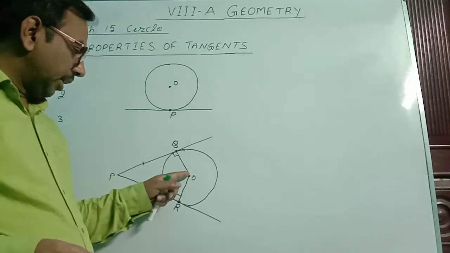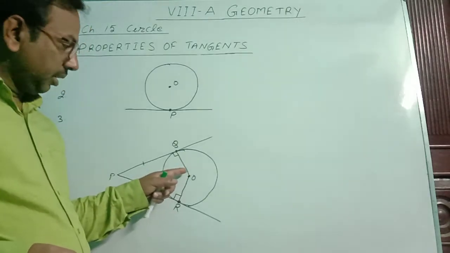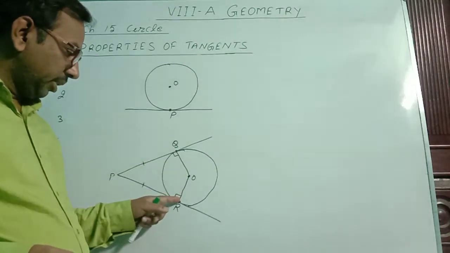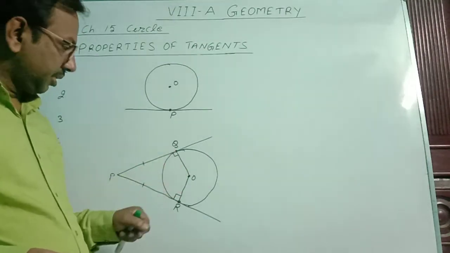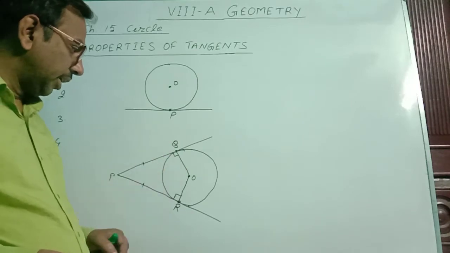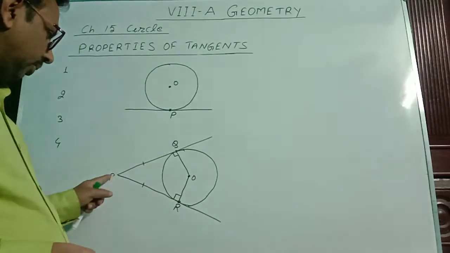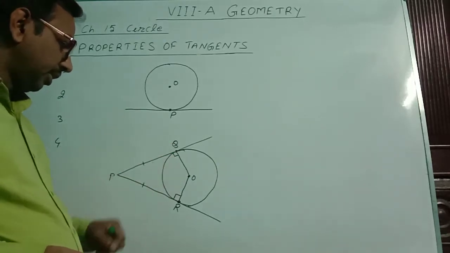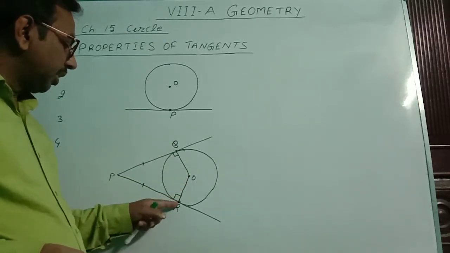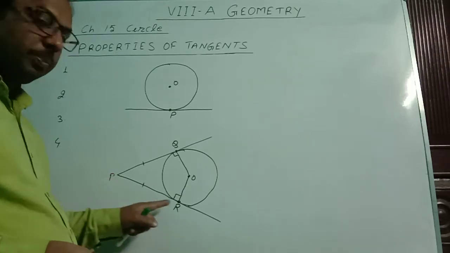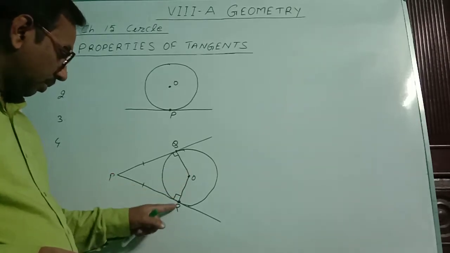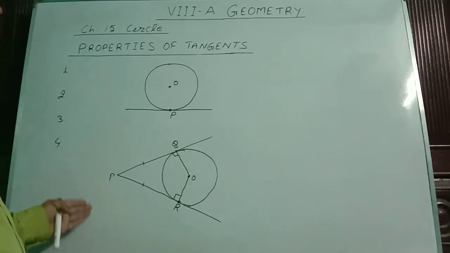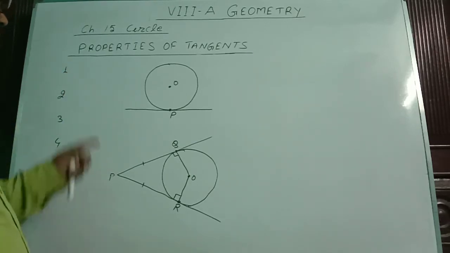And radii, there will be two radii. Radii of the circle are perpendicular to both the tangents. OQ is the radius that is perpendicular to PQ. So angle OQP is 90 degrees. Similarly, OR is the radius that is perpendicular to PR. Therefore, angle ORP is 90 degrees. So in this way, we saw the four properties of tangents. I repeat the first property.